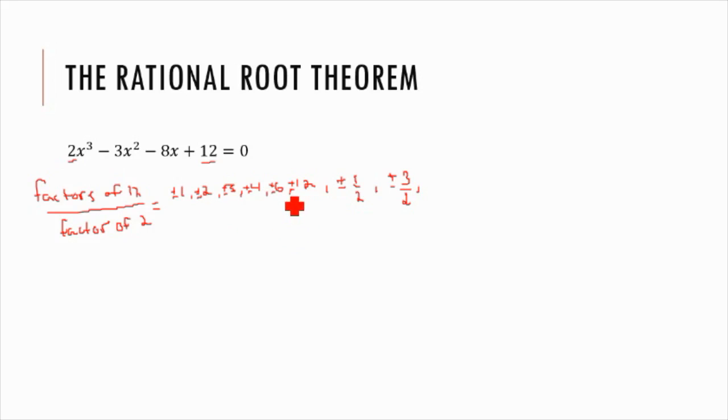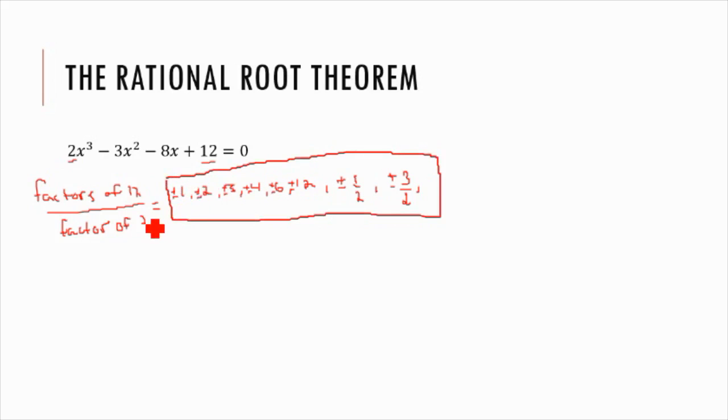Plus or minus 6 over 2. Well, that's just going to give me 3, so I already have that. And plus or minus 12 over 2. Well, that's going to give me 6, and I already have that in my list. So here's my list of all the possible zeros.